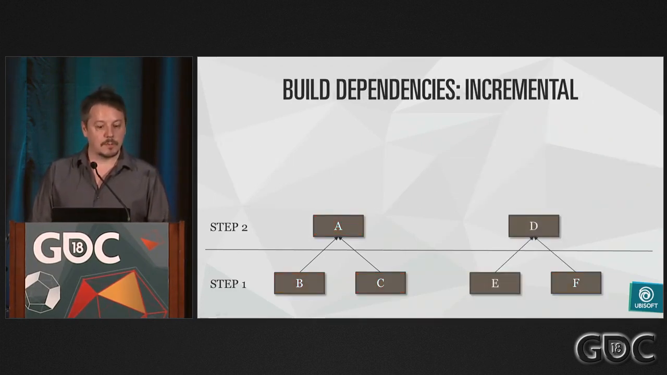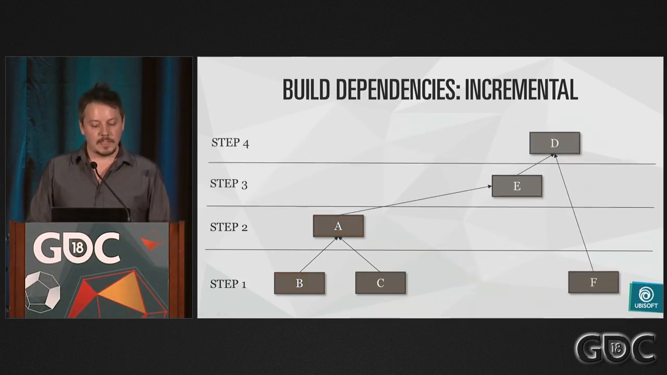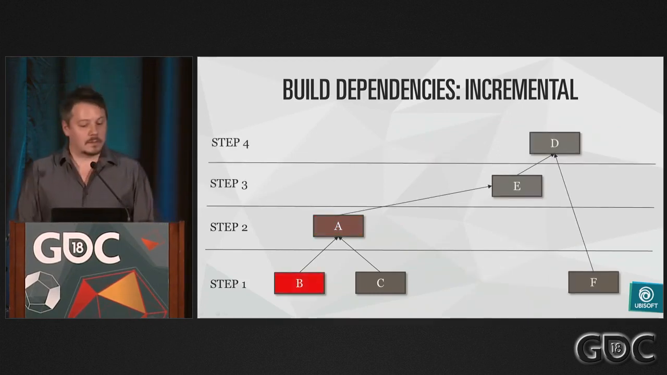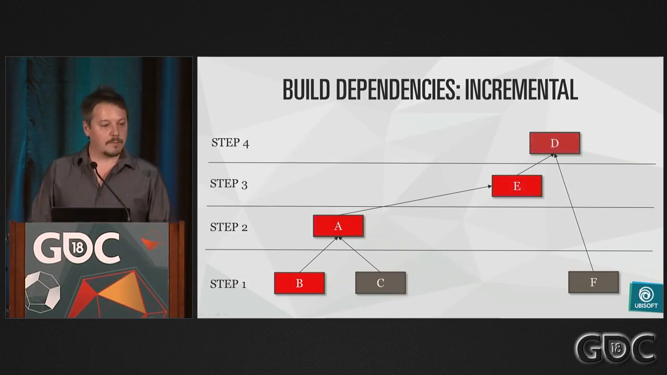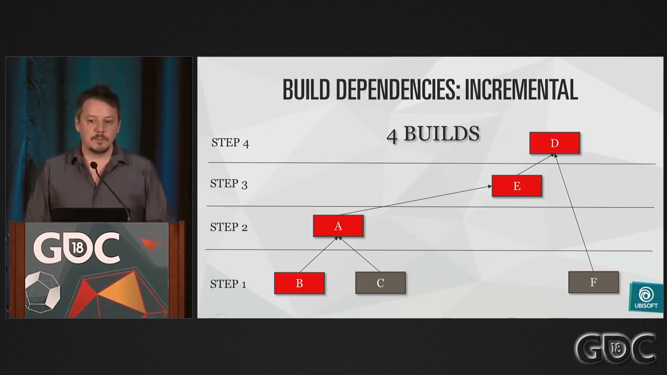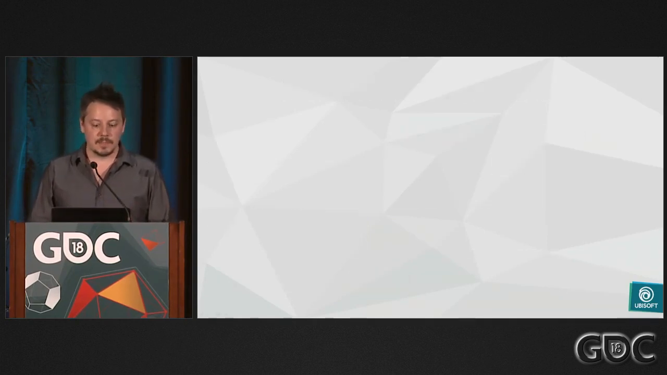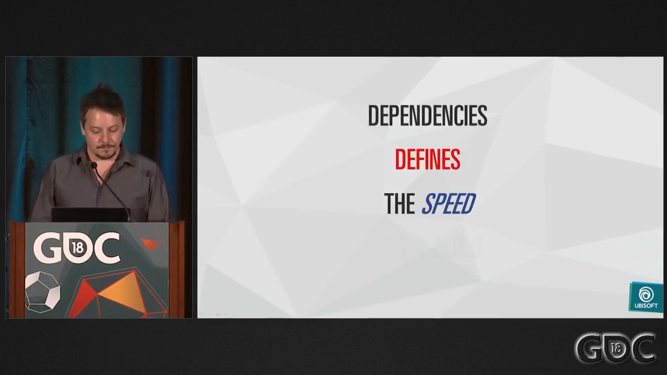And the same goes for incrementality. Imagine here just asset B has changed. If it has changed, you need to rebuild asset B and asset A. So in 2 builds, you can have all those 6 assets up to date and ready to be used. But with the additional dependency, you now need 4 builds and 4 steps to have everything up to date and built. So here, what we see is that one single dependency can make your build twice as long or twice as fast, depending on which way you're looking at it. It's what I mean by the dependencies defining the speed of our build.